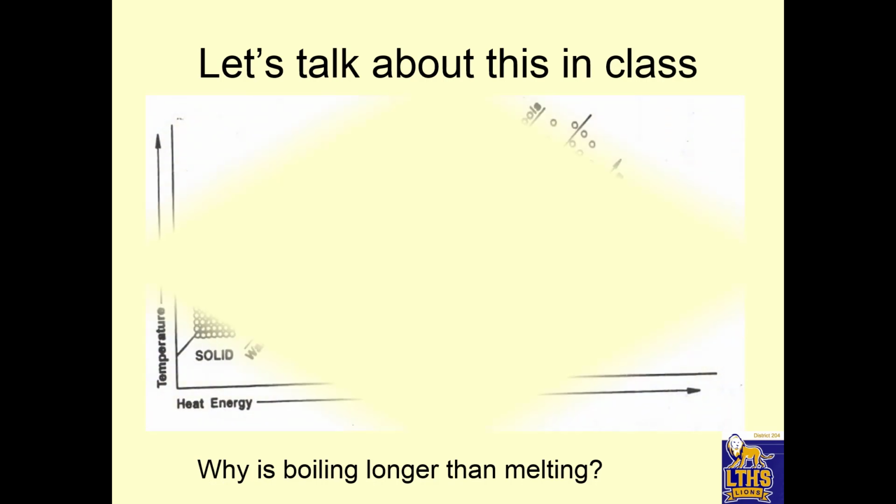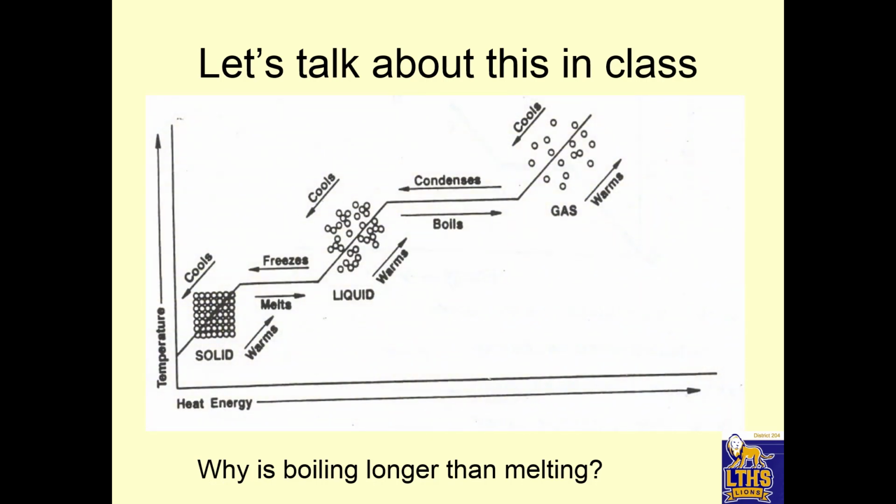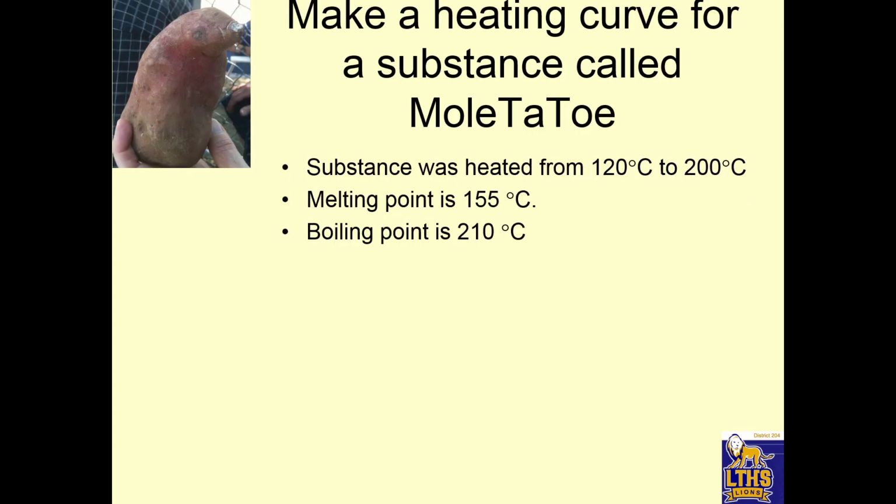Okay, so we're going to talk about this in class, and we'll answer this question. But you can see it on this heating curve. If you're going this way, you're adding heat. If you're going this way, you're taking away the heat. If you're going right, you're adding heat. If you're going left, you're taking away heat. And then there's a diagram of the particles to kind of give you an idea of what's going on. So we'll keep talking about it.